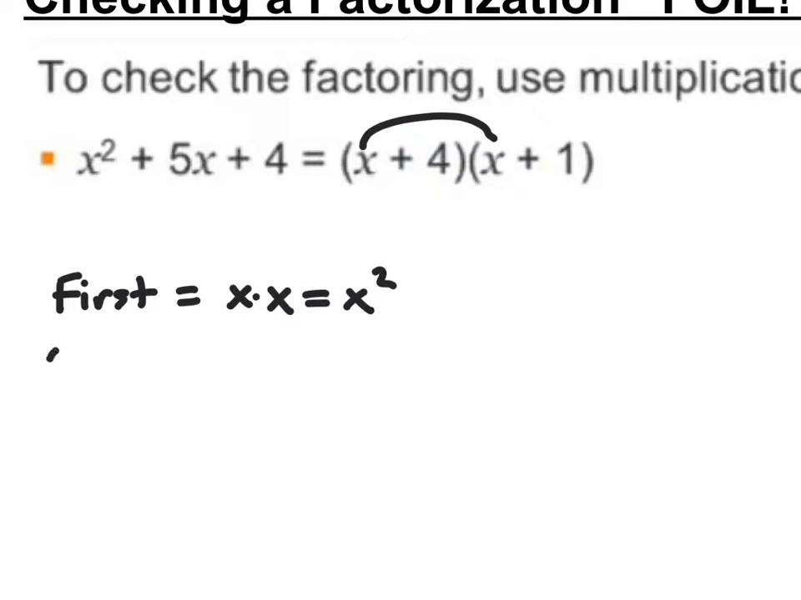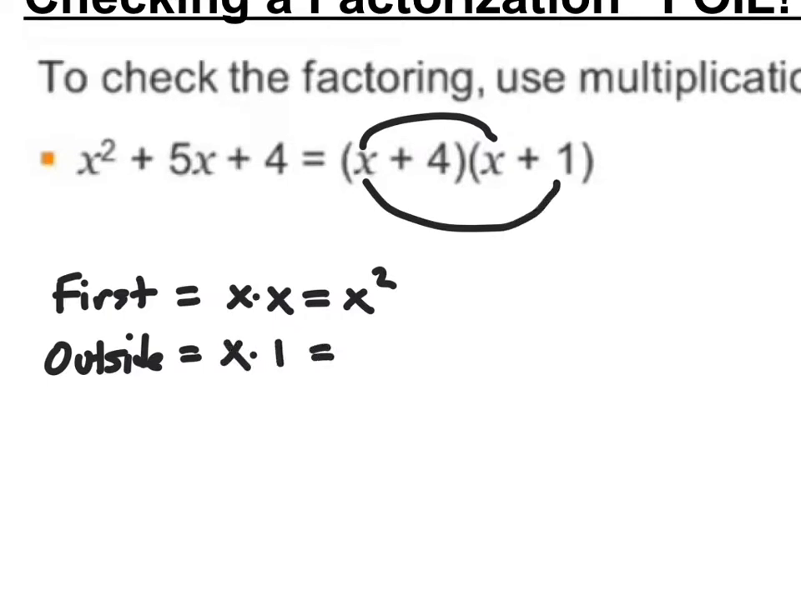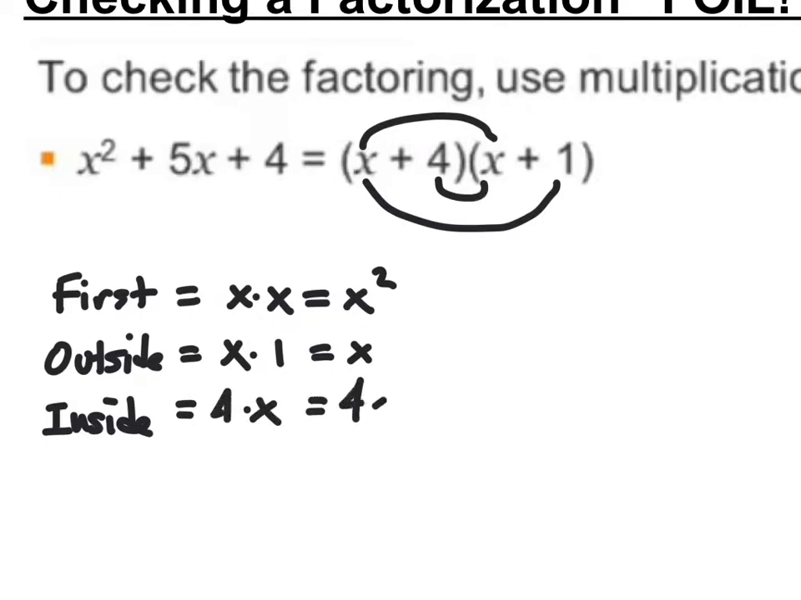Okay, if you do the outside terms, which is x times 1, that just gives us an x, and then the inside terms, the 4 times x, or x times 4, just gives us 4x.